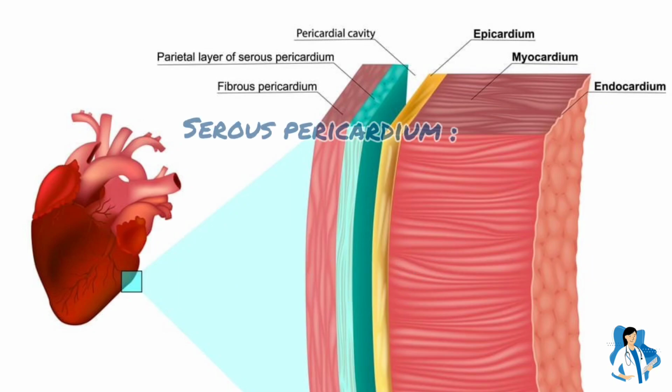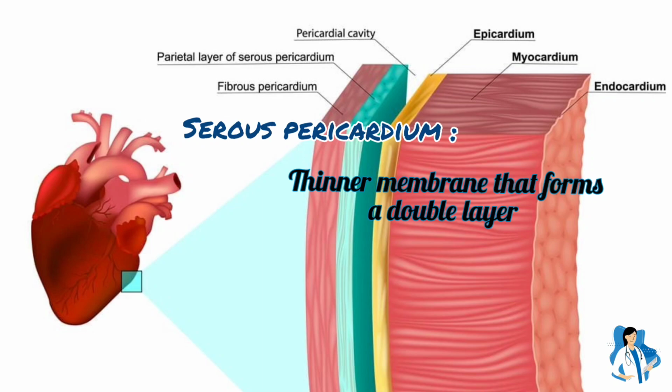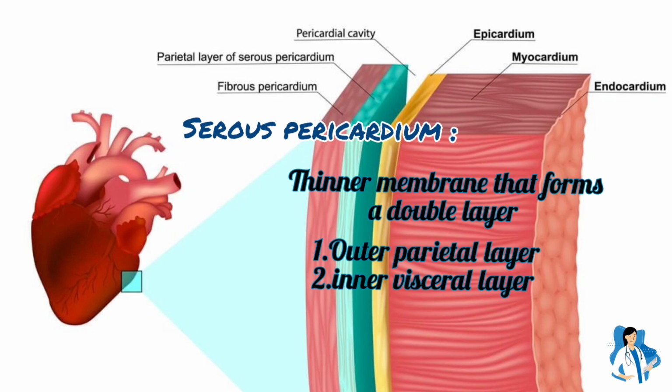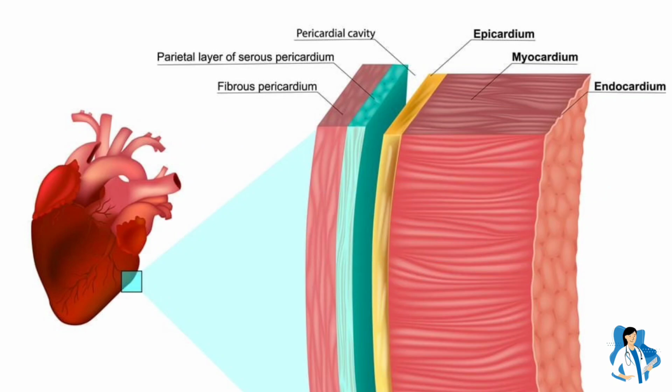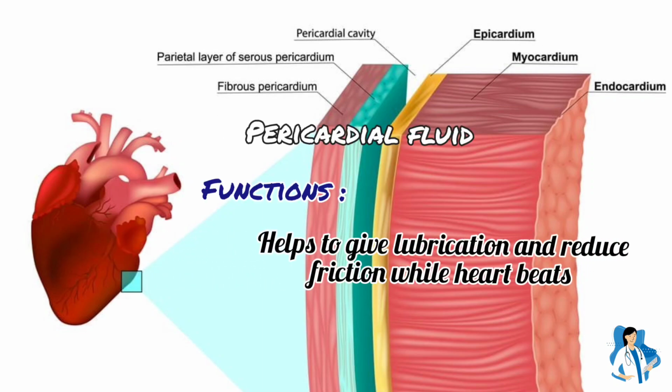Coming to the serous pericardium, it's a thinner membrane that forms a double layer: the outer parietal layer, which is fused to the fibrous pericardium, and the inner visceral layer, which is also called the epicardium. The cavity between the parietal and visceral layers is called the pericardial cavity, filled with pericardial fluid. Its function is to provide lubrication and reduce friction while the heart beats.